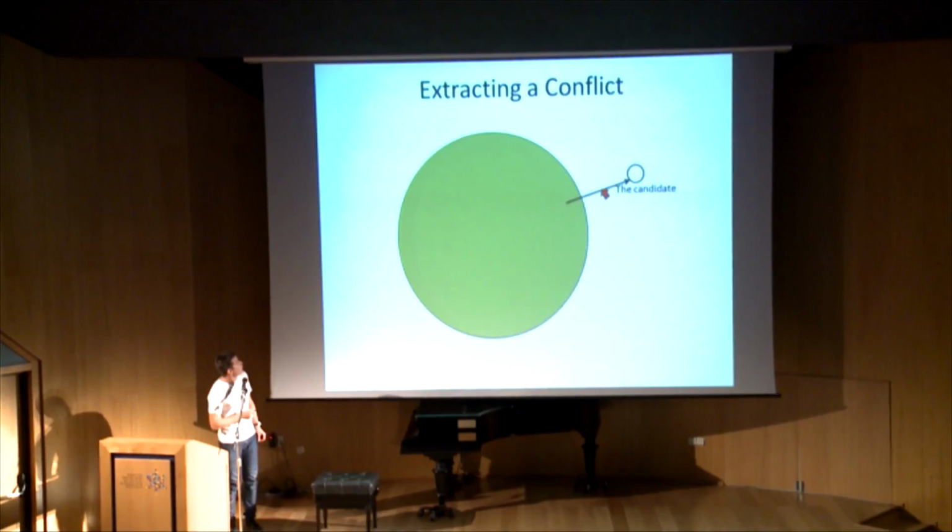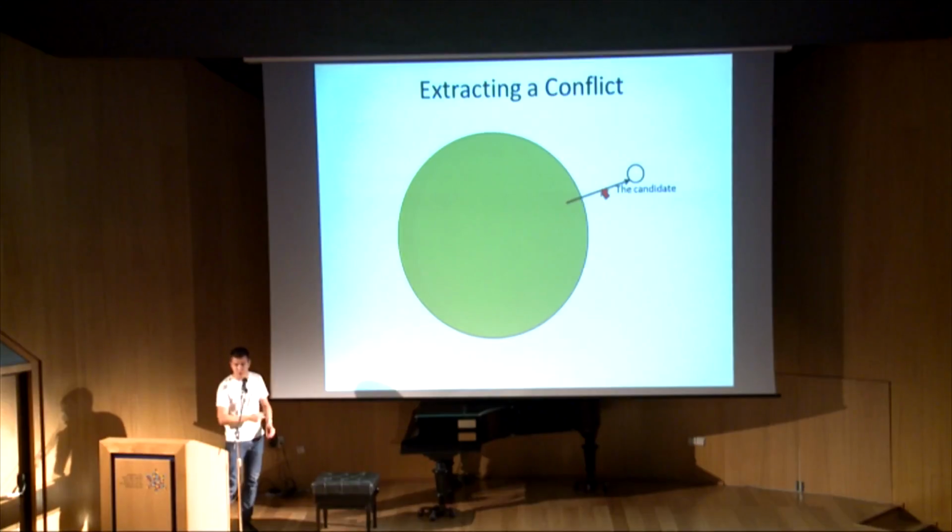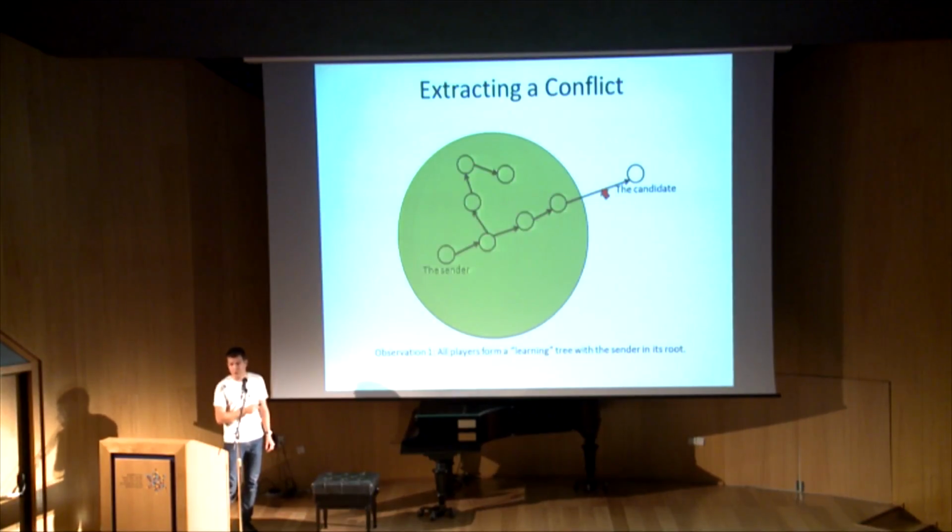Okay. So now how the extraction of the conflict works. This is the green set, and this is the new white guy, the candidate, the one who wants to learn the message. First of all, observation number one: the green set has some structure. It's not just random guys. They form something like a learning tree. It must be the case that I learned the value from someone. It cannot be the case that I learned the value from nowhere. So there cannot be, for example, a cycle. The sender is at its root. You can check who learned the value from whom. And this is the candidate, and he is now at this edge.